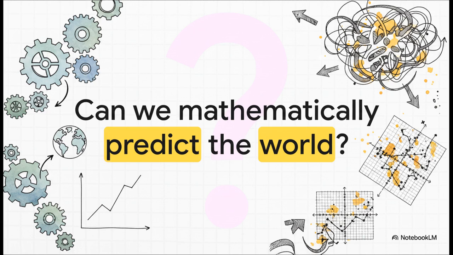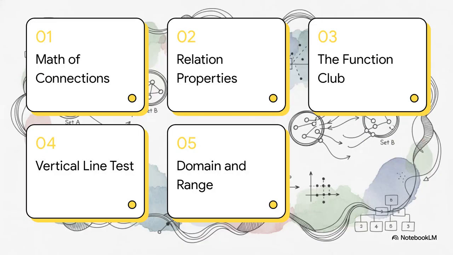Sometimes things are highly predictable, for sure, and other times, well, they're kind of messy. And that beautifully sets up our entire purpose today, which is understanding the absolutely critical difference between a mathematical relation and a mathematical function. Okay, let's dive right into this. Here's our roadmap for the explainer today. We're going to cover the math of connections, properties of relations, the exclusive function club, the vertical line test, and finally, mapping domain and range.